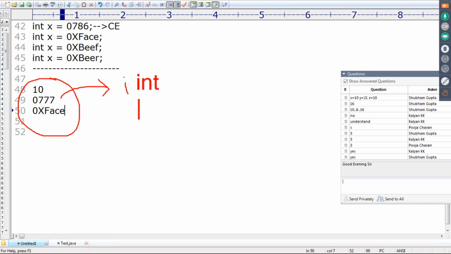Sir, I want to specify that this should be considered as the long type. How can I do that? If you want it treated as a long type, the number must end with a small l or capital L. If the number is suffixed with a small l or capital L, then it is treated as long type. Remember that. I hope you people are able to understand.